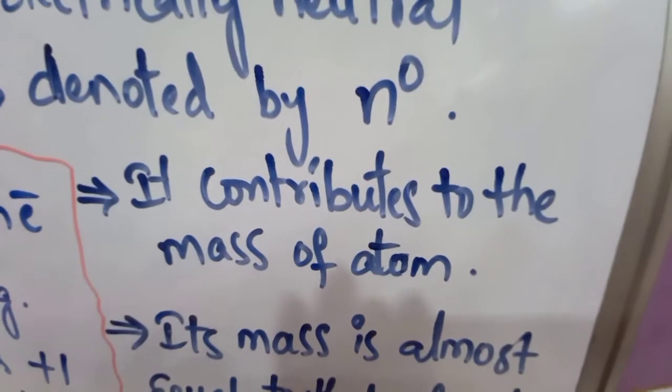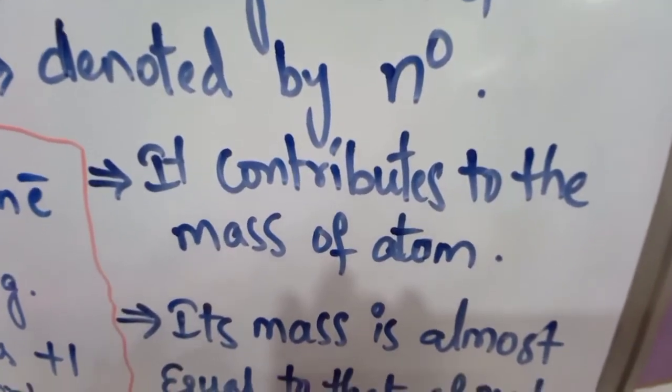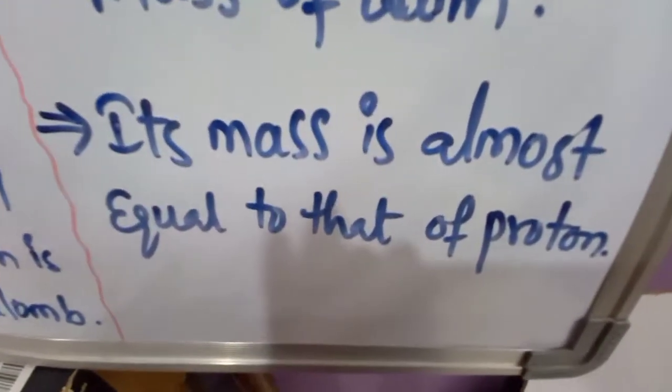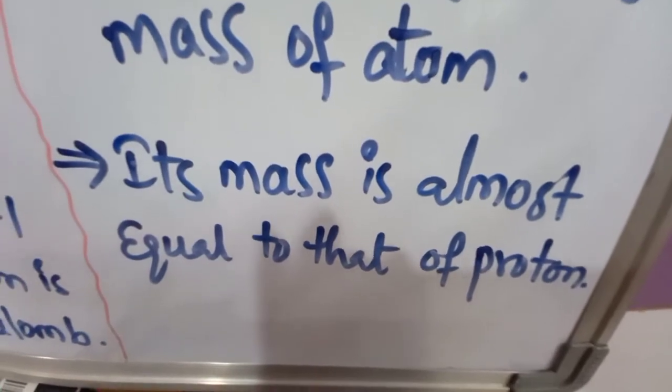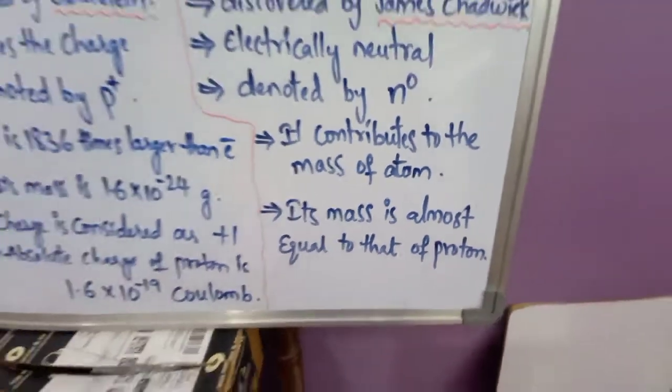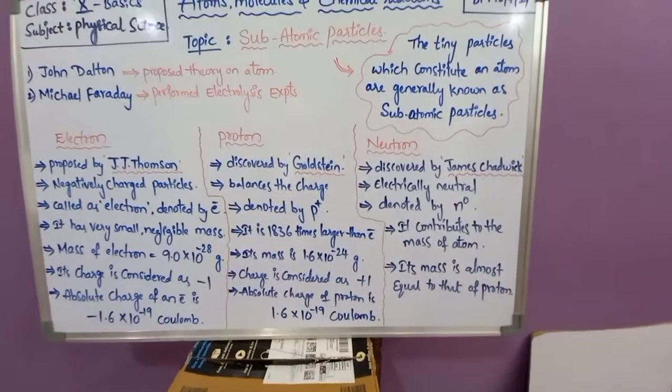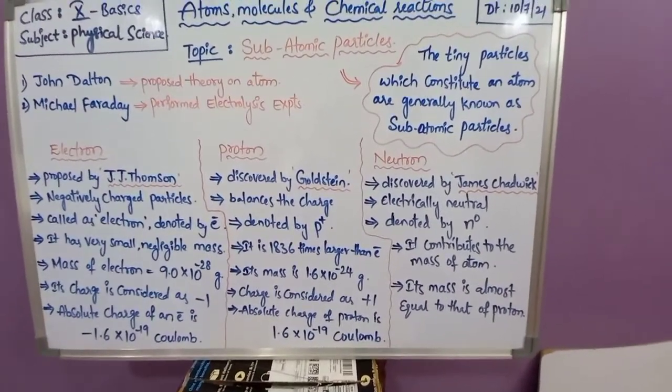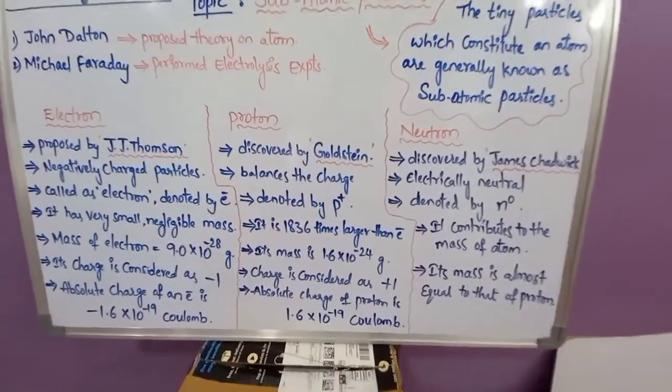Neutrons contribute to the mass of the atom, and the neutron's mass is almost equal to that of the proton. So these are the important characteristic features, children. These are the basic points which we should remember.